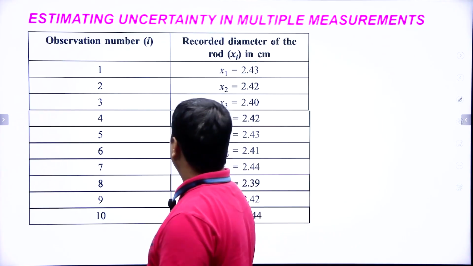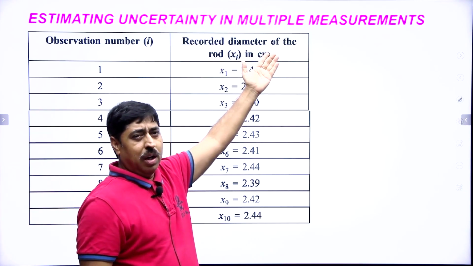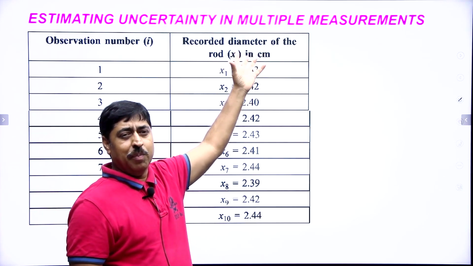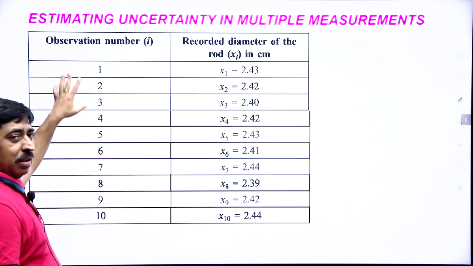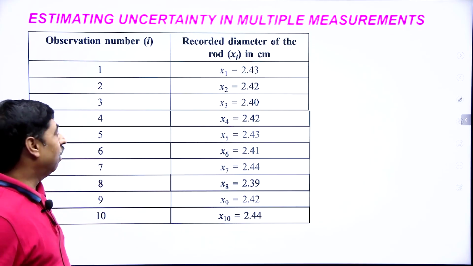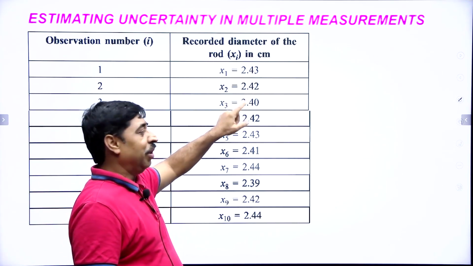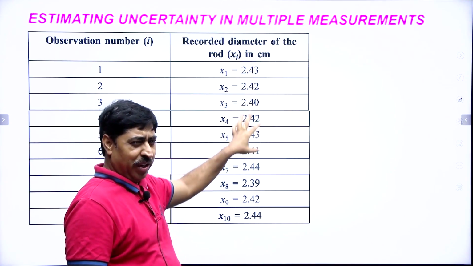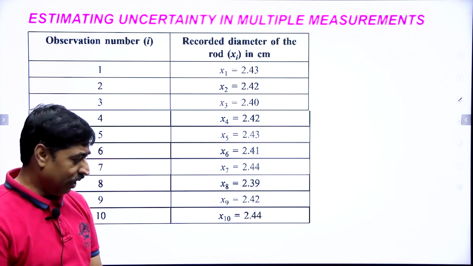Let us say here I have a rod and the diameter of the rod has been measured using some measuring scale, and these are observation numbers. 10 observations have been taken. First observation, which I have written as x1, is 2.43 centimeter, second observation is 2.42 centimeter, and so on and so forth. Overall, there are 10 observations, right.